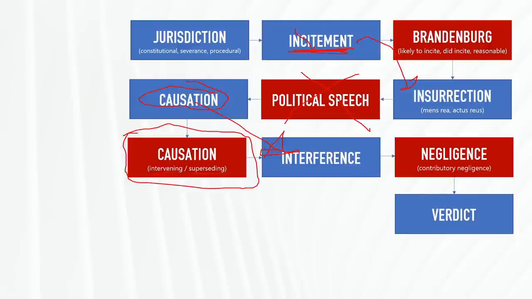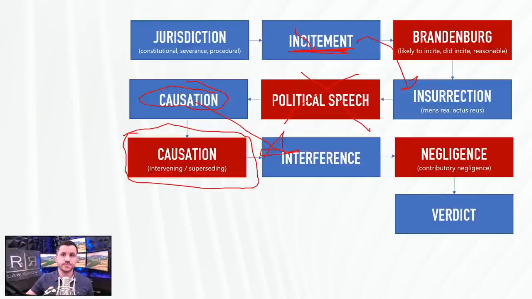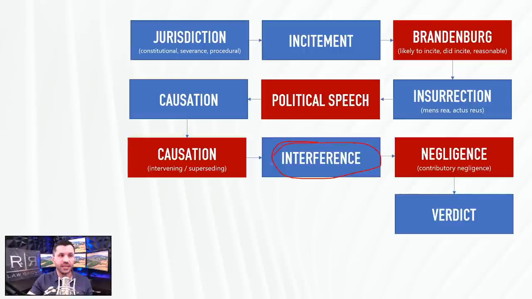Then you'll also run into interference. Now they've got to show that. What was the interference here? Pretty clear, pretty obvious. This is easy to prove. You can't even argue with this. There was 100% interference. Congress could not count the votes. They got interrupted for 3 or 4 hours. They were back. They finished it. But there was interference.